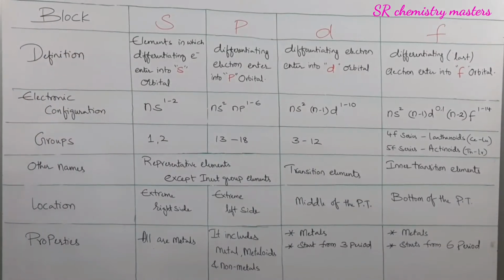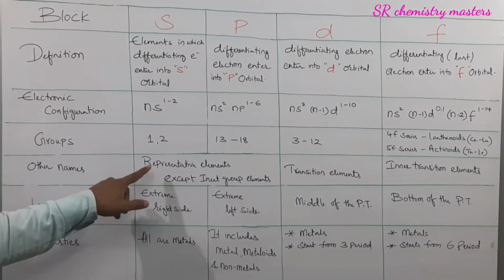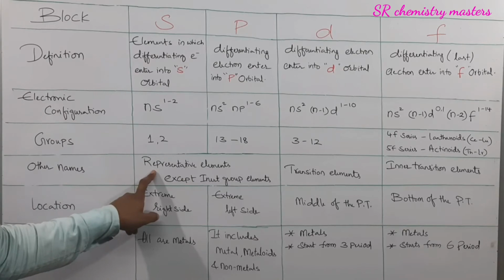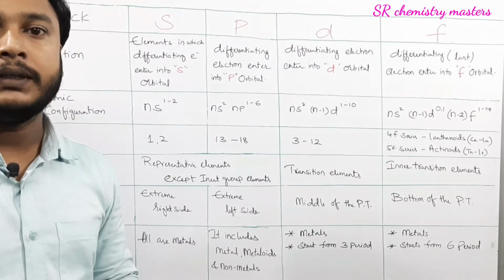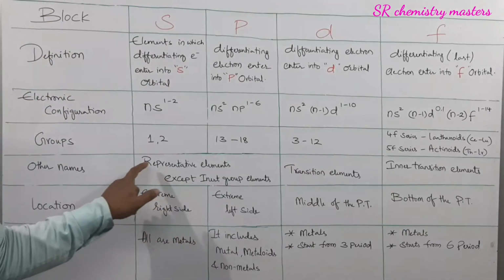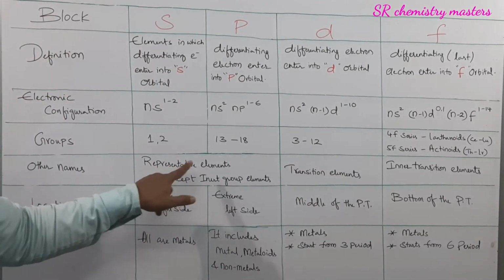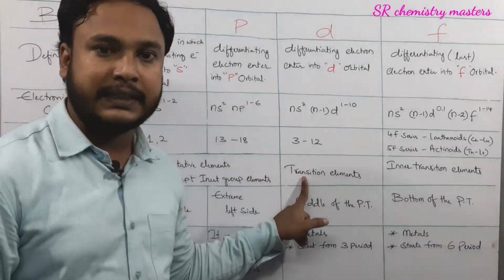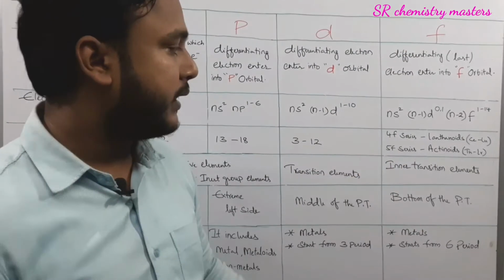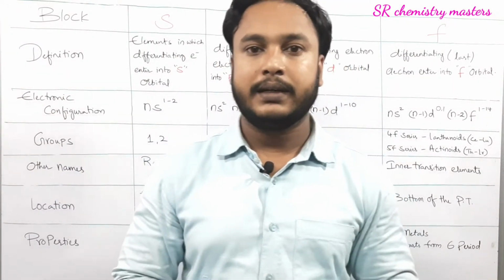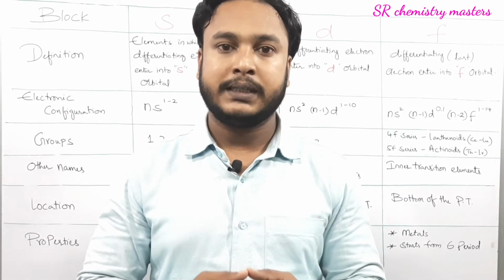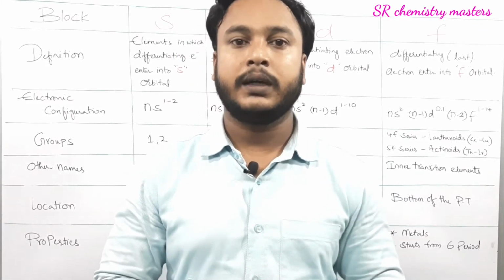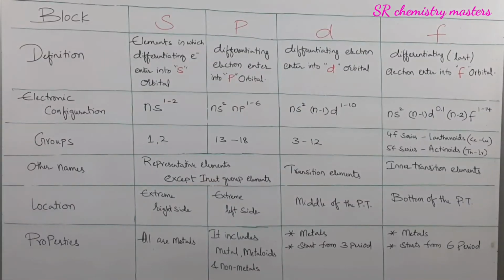The other name for S and P block elements is representative elements. Remember, all the groups of S and P block except the zero group are considered representative elements, whereas the D block elements are considered transition elements and F block elements are considered inner transition elements, because the F block elements are present in between the D block elements.